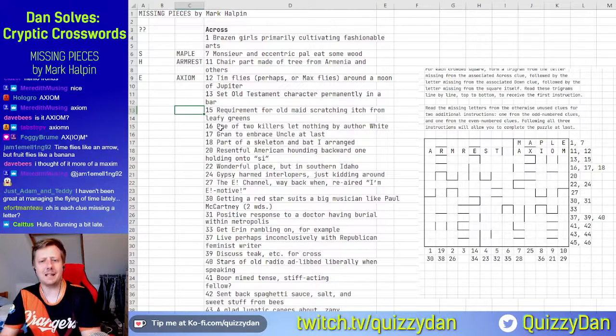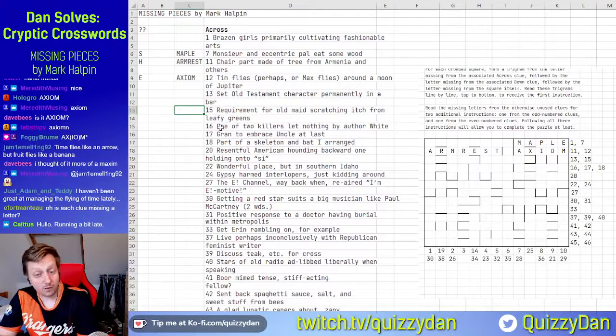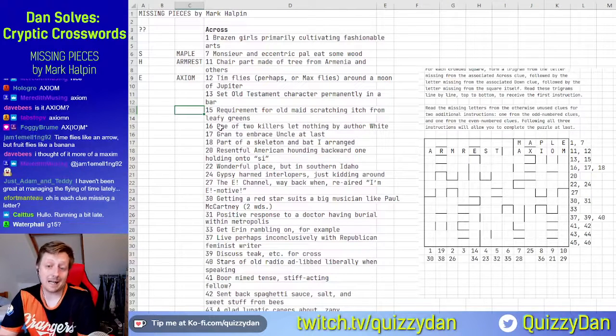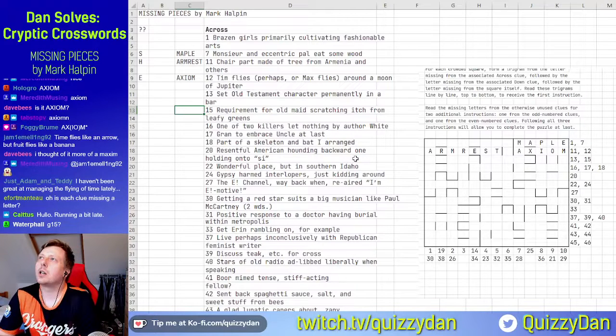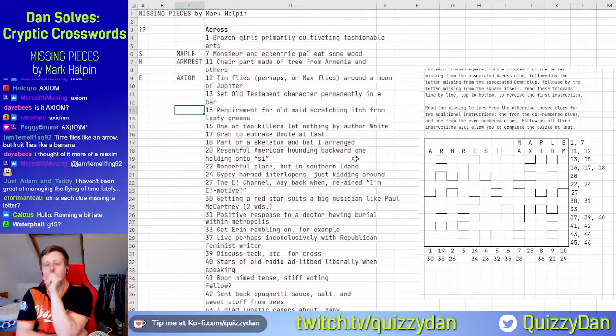Requirement for old maid scratching itch from leafy greens. That could be witch, of course. Could be pitch. From leafy greens. Leafy greens could be kale or spinach. Requirement for old maid. Cold, bold, fold. There's lots of things that old could become.